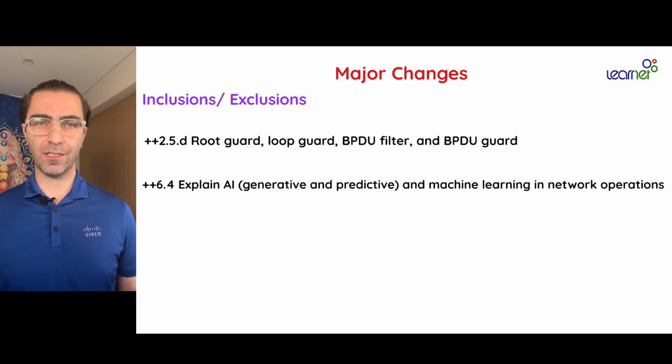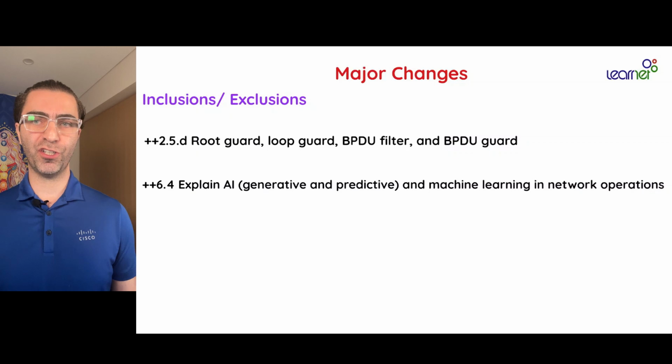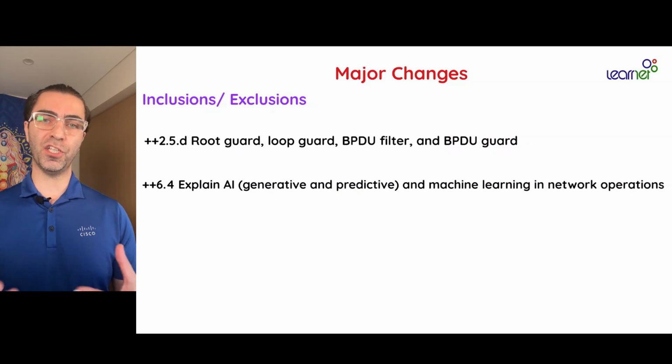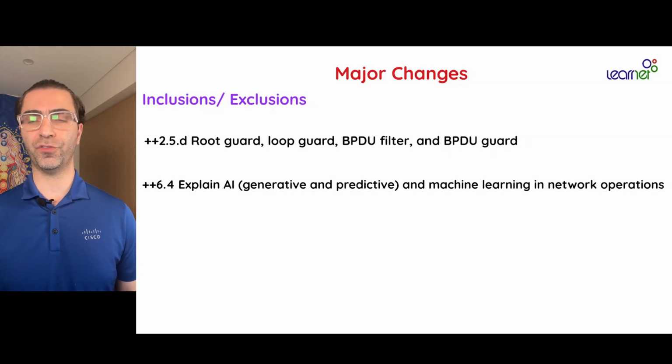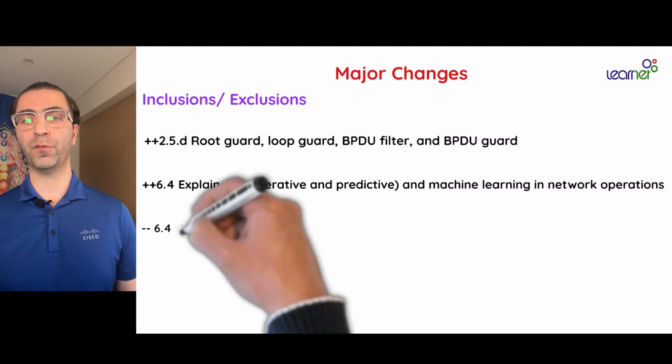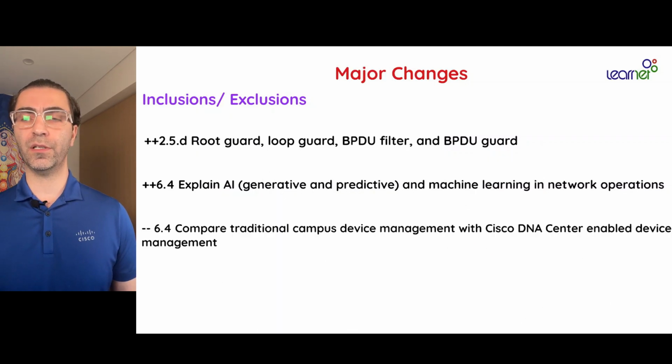And based on the new trends of technology, which is AI, you need to know how AI is going to impact network operations. So this is a kind of moving to the new era of network operations. And instead of this one, they removed the previous one, which was about comparing traditional campus device management with Cisco DNA Center enabled device management.